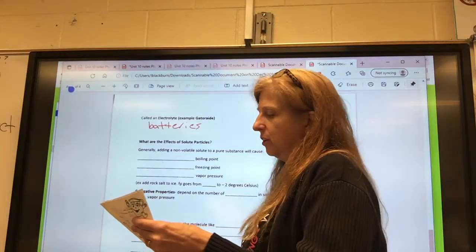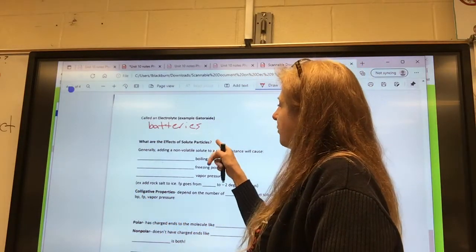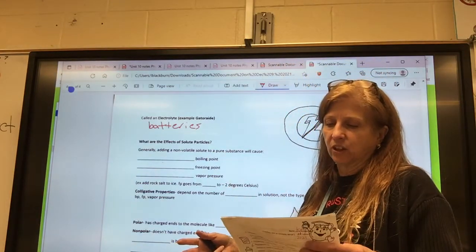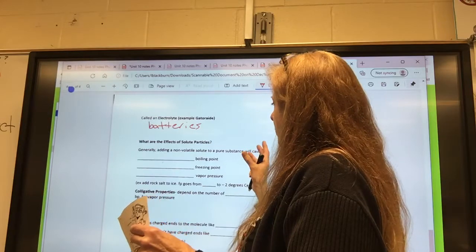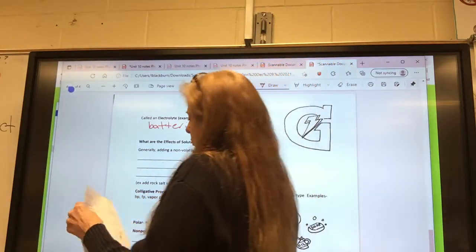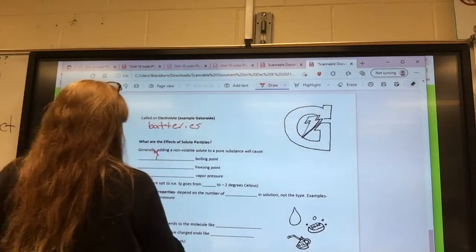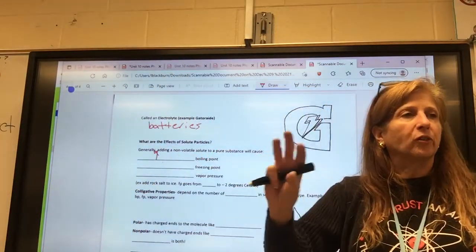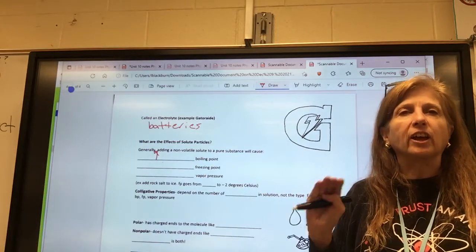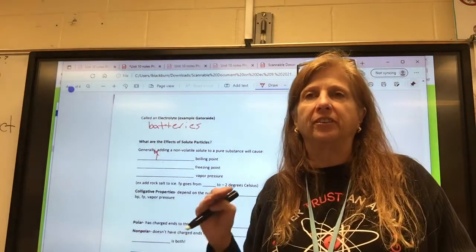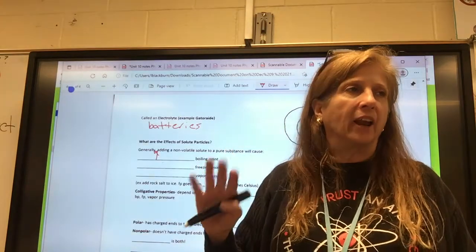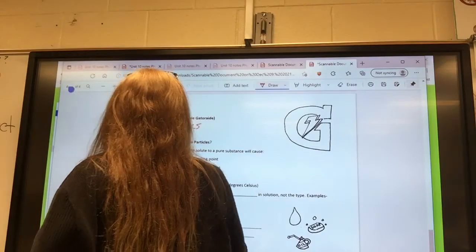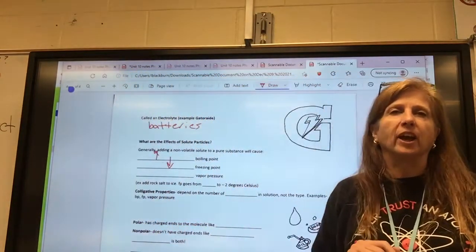Okay, so in general, when you add solute particles, it causes changes in the solution. If you add salt, it will cause a rise in boiling point. Boiling point will go up. So when you add salt to the water to boil spaghetti, it goes a little above the 100 degrees Celsius that pure water boils at. It boils a little hotter. It also lowers freezing point. It causes freezing point to go down.